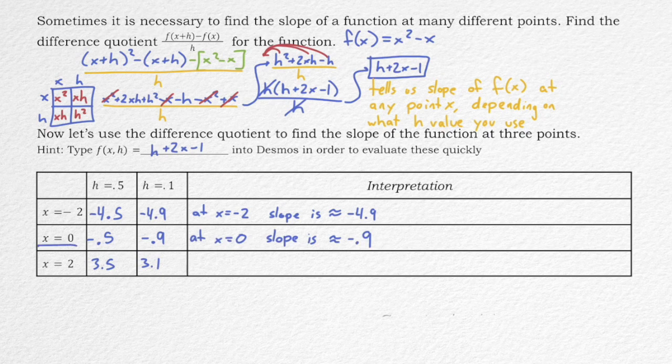Again, at an x value of 0, we found that the slope was about -0.9 when we plugged in the small h value of 0.1. So you could say at x equals 0, the slope is roughly -0.9. If you look at the actual difference quotient and plugged in about 0 for h and exactly 0 for x, this would all cancel out and you'd be left with just -1. So this difference quotient is estimating the actual slope pretty well. And again, you could say at x equals 2, the slope is roughly 3.1. And that should be enough about the difference quotient to get you started on some example problems.